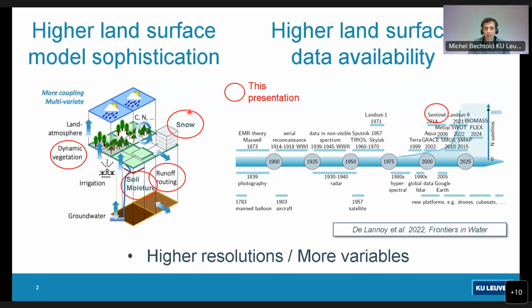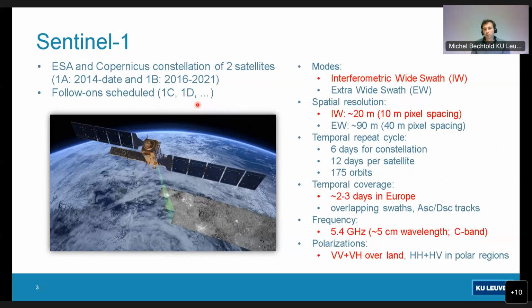And in this presentation, I want to address those developments by using Sentinel-1 data at a high resolution and by updating different variables at the same time and looking at different variables in the output. So Sentinel-1 is going to be the observation used here in this talk.